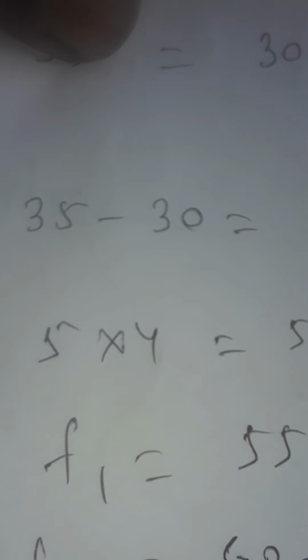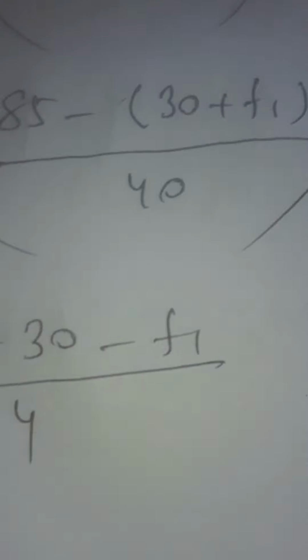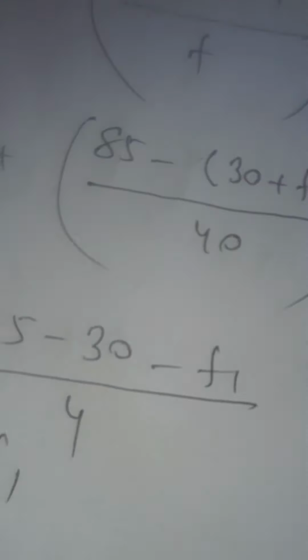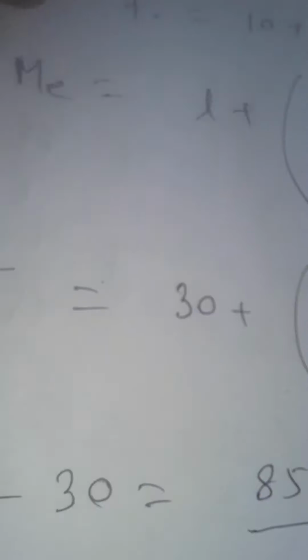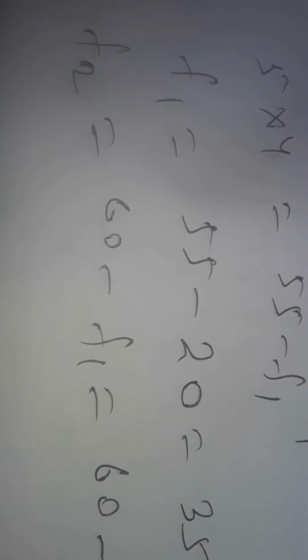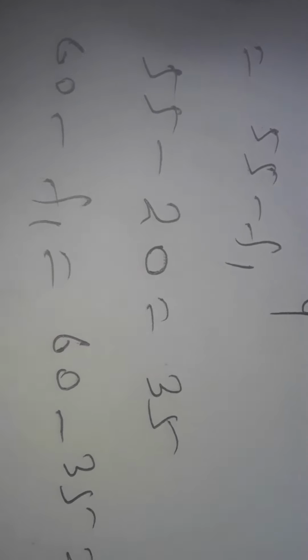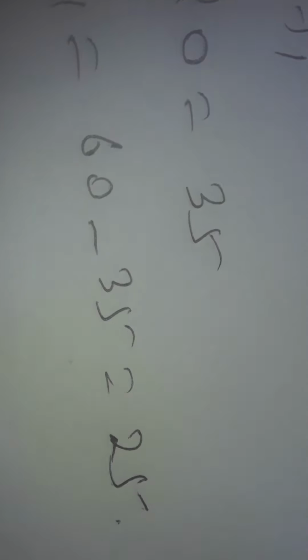Now the value of F1, which is equal to 35, will be substituted in equation number 1, which we have obtained earlier. By obtaining F1 equal to 35 and substituting it, we can get the value of F2. F2 is equal to 60 minus F1, that is 60 minus 35, which is equal to 25. When we subtract the F1 which we have obtained earlier, 35, from 60, it will give us the value 25.